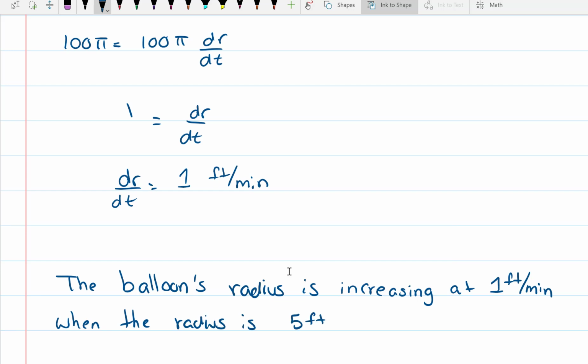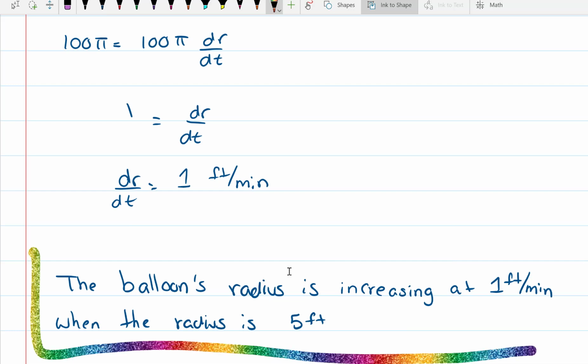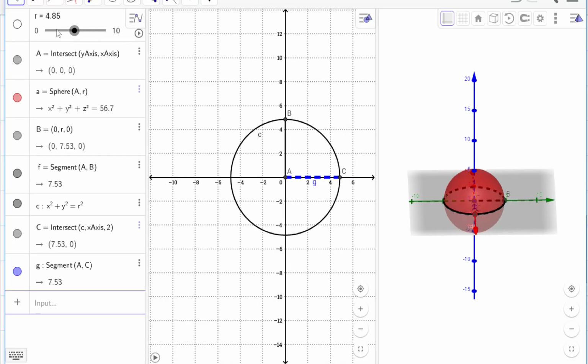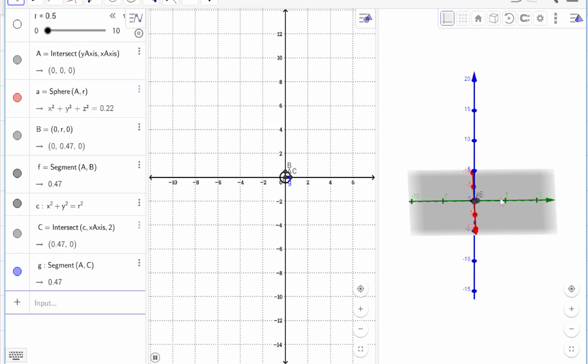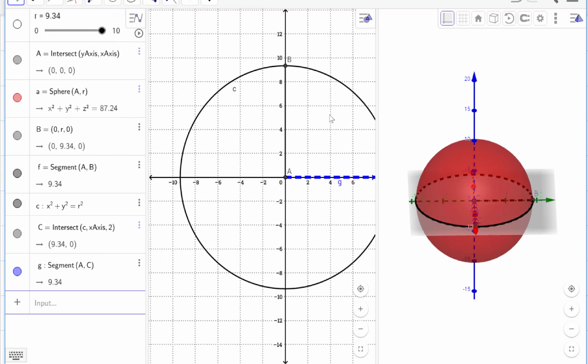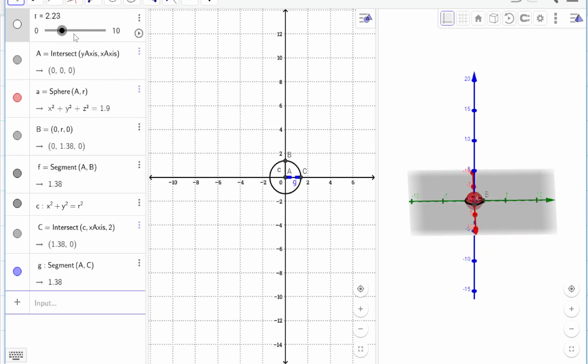Because the radius gets larger faster when it's small and gets larger slower when it's very large. And I'll show you that in a second. So what I mean by what I just said is that when the radius is small, if I animate this, it gets larger faster, so it's getting larger quicker than when it's very large. Even though the volume is increasing at the same rate, the radius changes at a different amount.